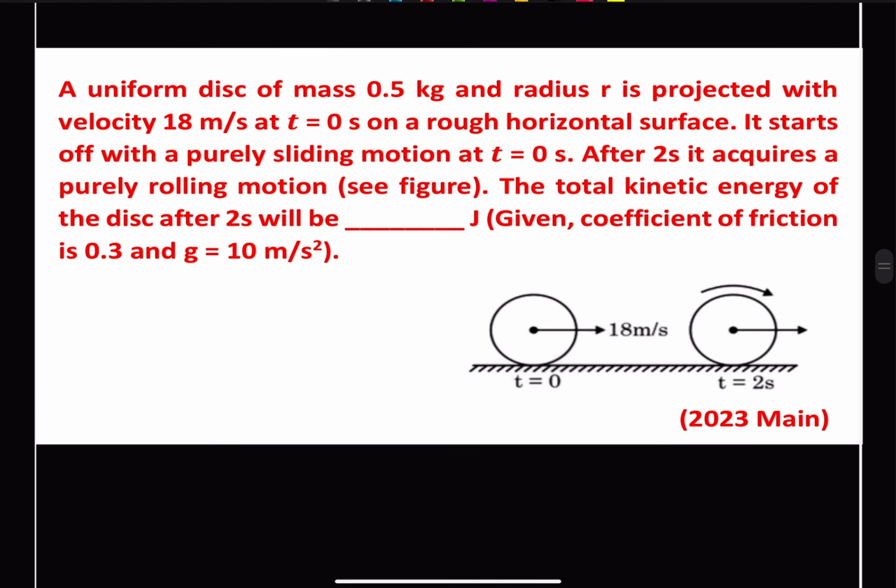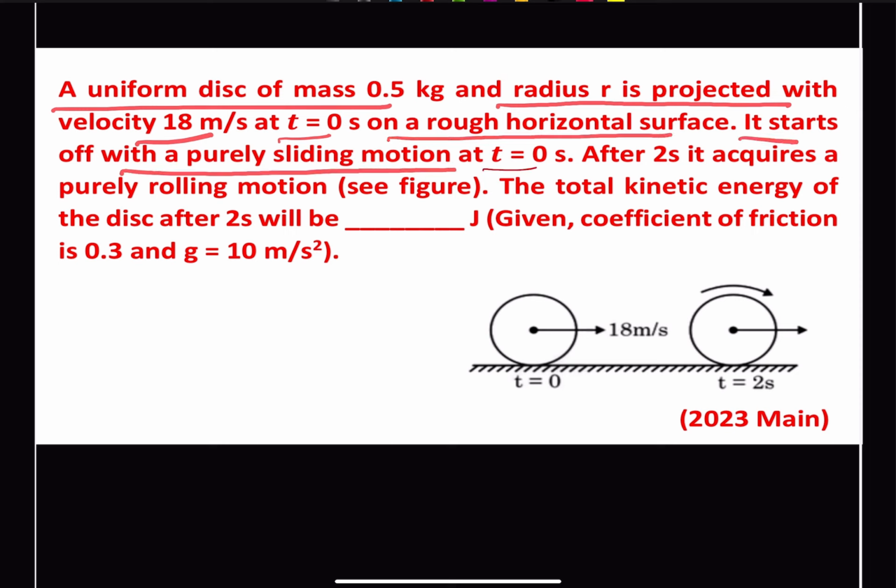It states that a uniform disk of mass 0.5 kg and radius r is projected with a velocity 8 meter per second at t is equal to 0 on a rough horizontal surface. It starts off with a purely sliding motion at t is equal to 0. After t is equal to 2 seconds, it acquires pure rolling motion. See figure. The total kinetic energy of the disk after 2 seconds will be asked; the coefficient of friction, and g are given to us.